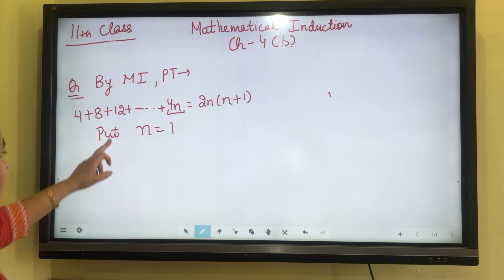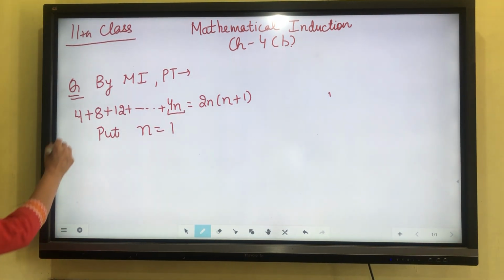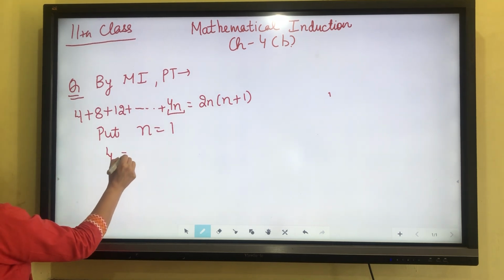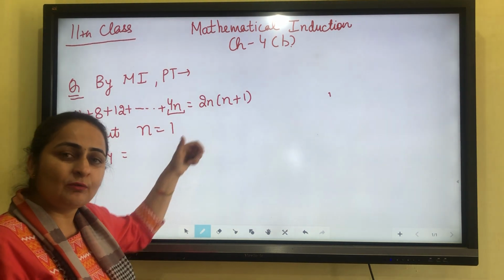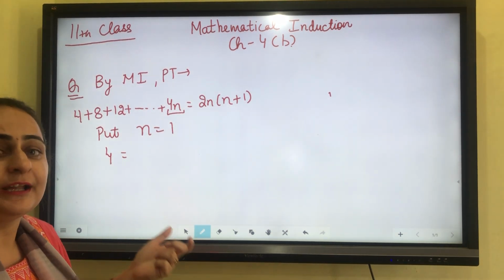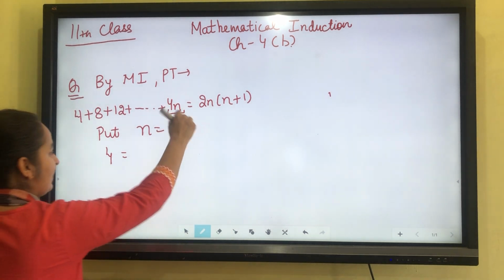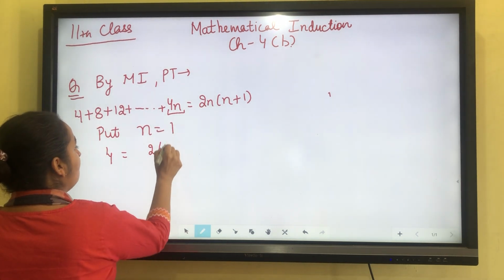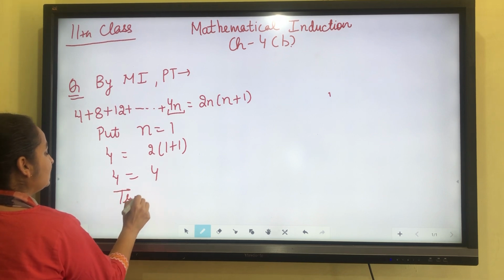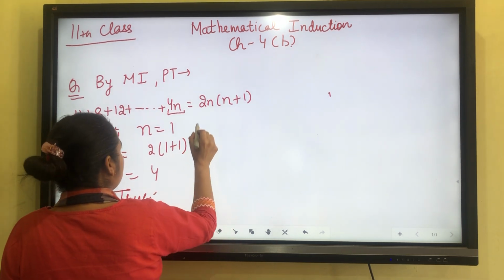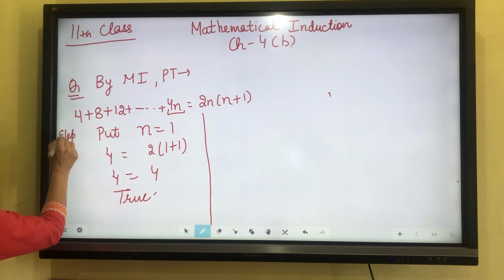When you put n equal to 1, on the left hand side I am taking only the first term, that is 4, and on the right hand side I put 1 in place of n. Is the result equal to the left hand side or not? If the result is equal to the left hand side, the first step is verified. 2 into 1 plus 1 is 4, so 4 is equal to 4. This is the first step for mathematical induction, that is step 1.